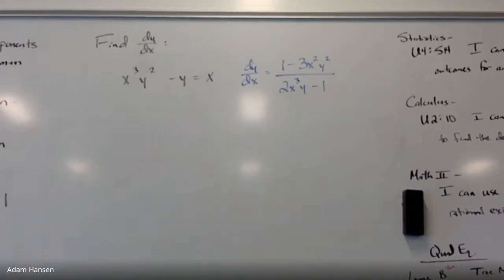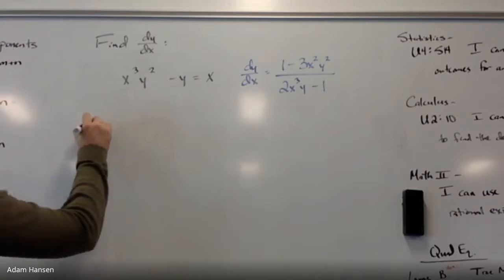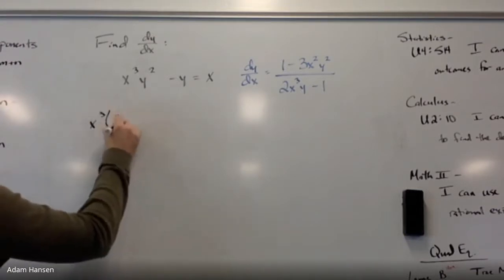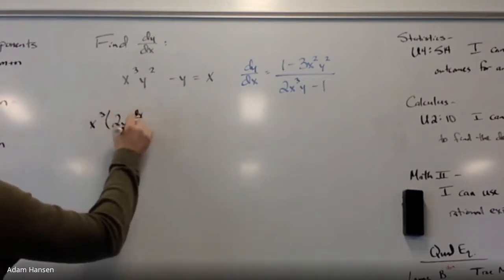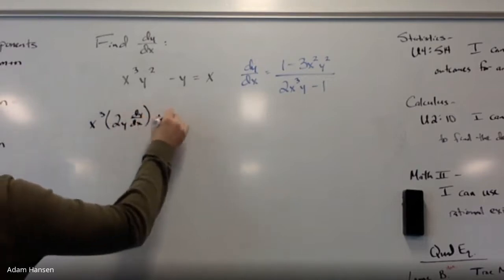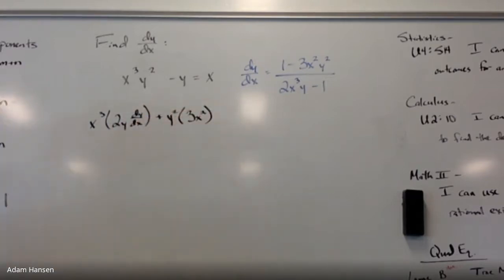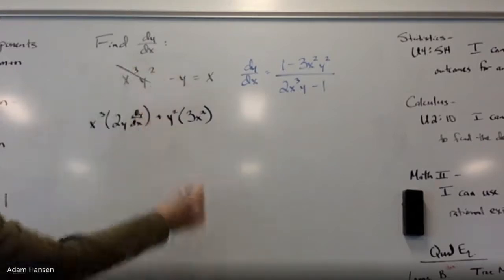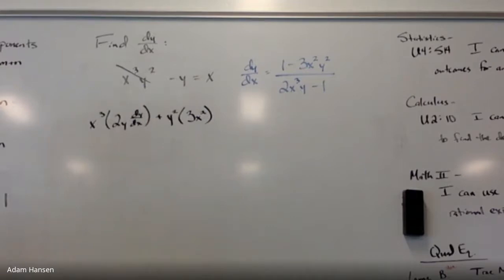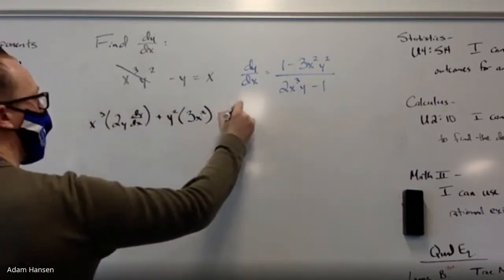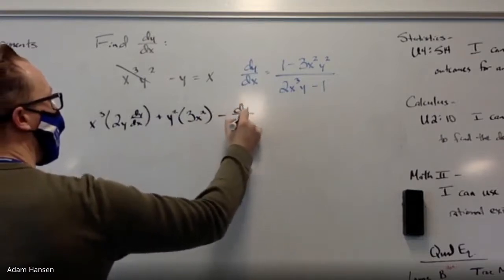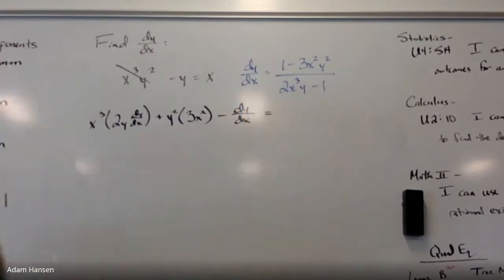2y. Yes. So I'll bring down x cubed times 2y dy/dx plus the second, y squared, times 3x squared, the derivative of x cubed. All right, we took care of this. Now let's do the derivative of the next term, minus y. Minus y with its derivative would be minus dy/dx. Come to the other side of the equation, what's the derivative of x? 1.